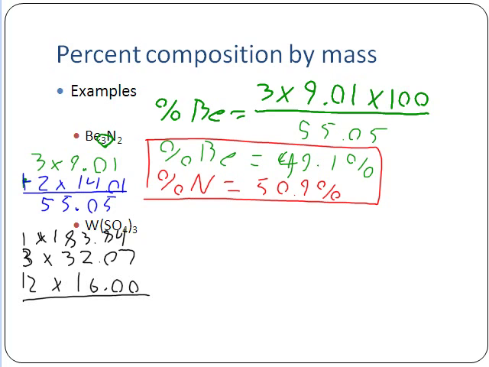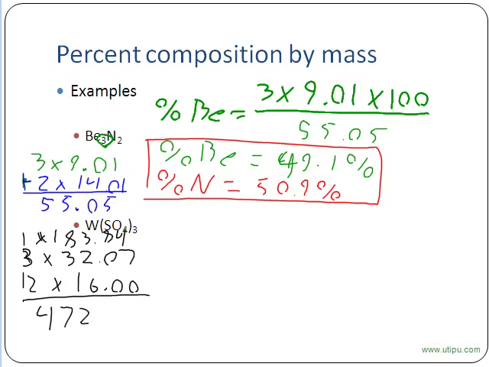So add all these up right over here. When we do that, let's take a calculator out. We say 1 times 183.84 plus 3 times 32.07 plus 12 times 16. And we get 472.05.